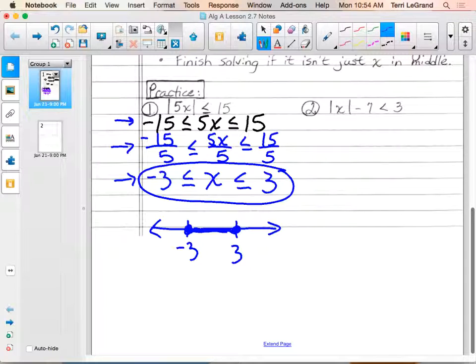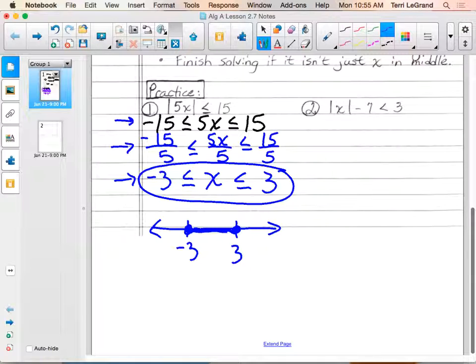Okay, notice we were able to go right to setting up the compound inequality without the absolute value bars in it because the absolute value expression 5x was already by itself. Is that true in number 2? Can we go right to setting up the compound inequality, do you think? What do you think, Devante? No. No? What do we have to do then?